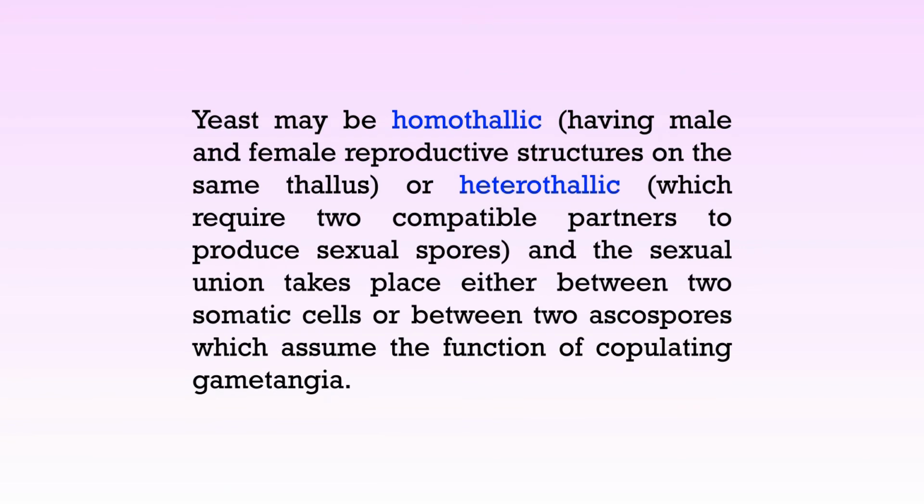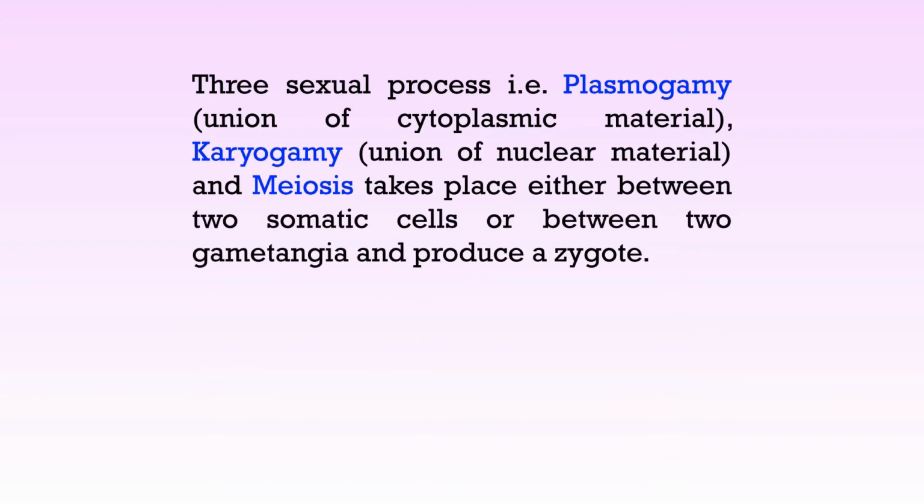Homothallic means having both male and female reproductive structures on the same thallus. And heterothallic means it requires two compatible partners to produce the sexual spores. The sexual union takes place either between two somatic cells or between two ascospores, which assume the function of copulating gametangia. So there are three sexual processes, that is, plasmogamy.